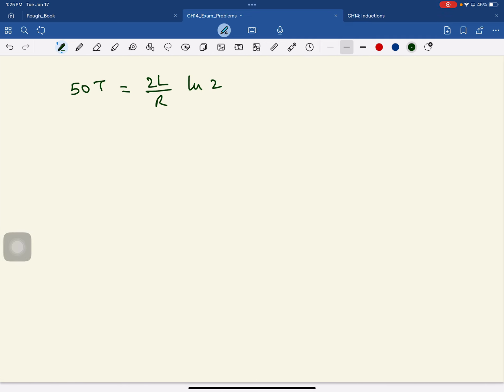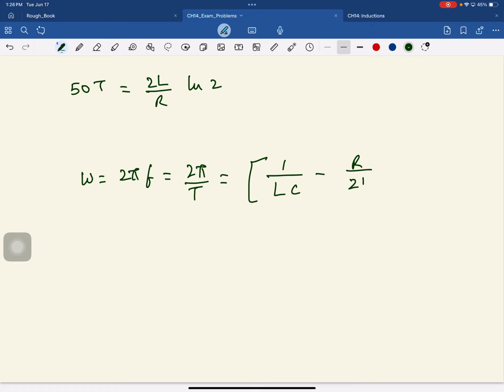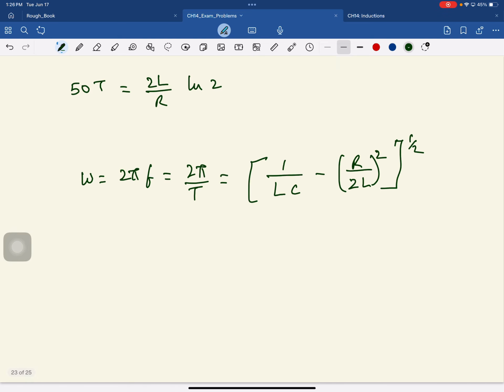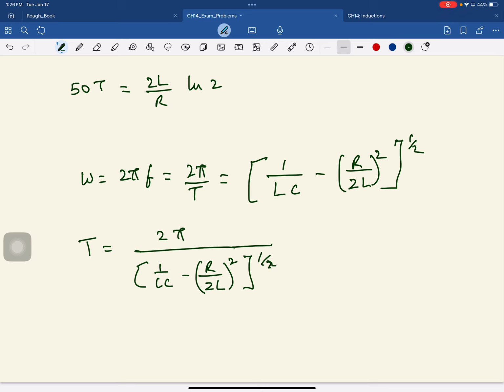So we are given L, okay, and now what is T? Omega, which is 2 pi f, which is 2 pi over T, equals 1 over LC minus R over 2L squared, to the power half. All right, so we're going to substitute this value of T in here.